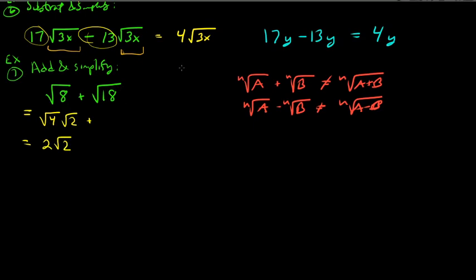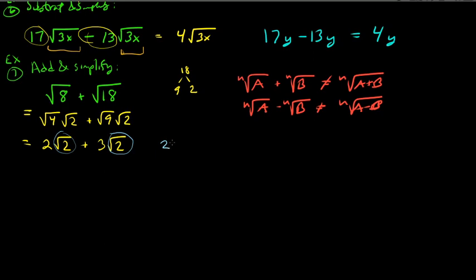What about 18? So 18 is, well, you can do 3 times 6, but it's easier if you do 9 times 2, because this is just the square root of 9 times the square root of 2. And the square root of 9 is 3, so 3 times the square root of 2, right? So now you see it, right? Square root of 2 and square root of 2, these are like radicals. These are exactly the same.